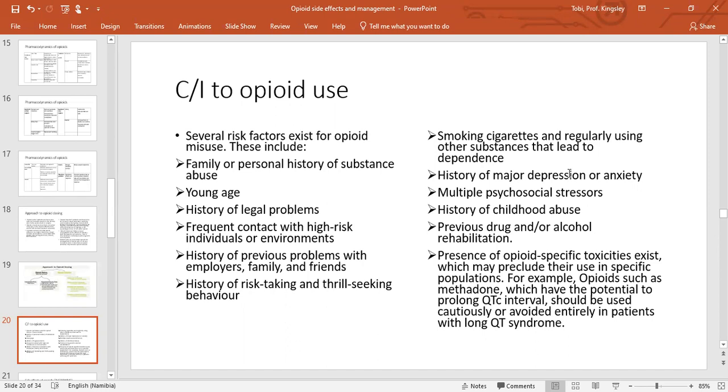Patients who smoke cigarettes regularly and or use other substances that may lead to dependence, you want to be wary of giving them opioid. History of major depression and anxiety, because of euphoria, they will keep craving it to feel better. Patients with multiple psychosocial stressors, history of childhood abuse, previous drug and alcohol rehabilitation programs. These are patients that you want to be wary of starting on an opioid. Sometimes you may see in some patients, they even exhibit features of opioid-specific toxicities. In this kind of patient, you don't want to start them on opioid.